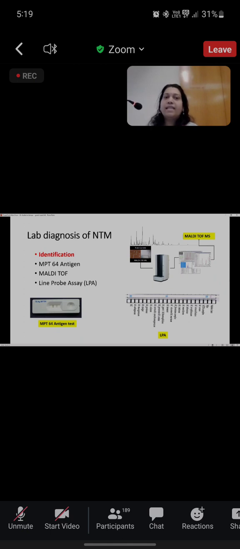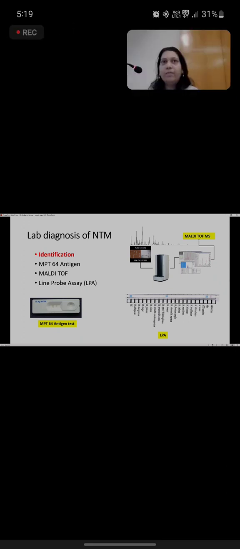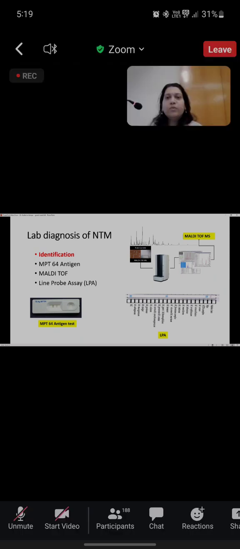Then MALDI-TOF and LPA, that is line probe assay tests, are available. The results are usually obtained within 2 days, and they are very quick. So we get rapid results.